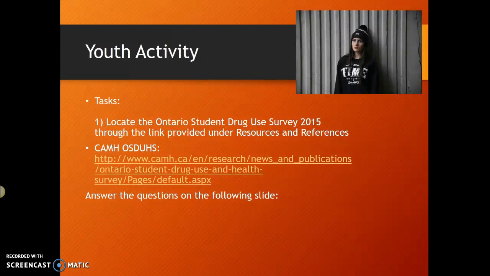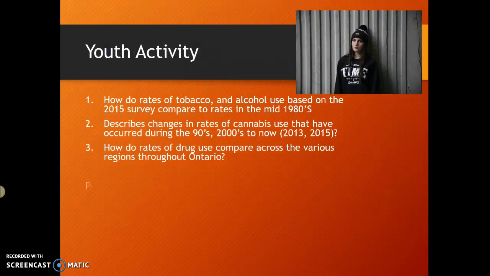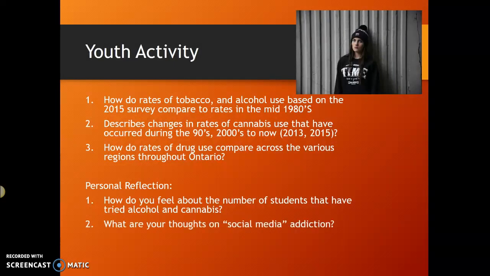All right, so the youth activity. What you first have to do is, again, pause the video, click on this link, locate the Ontario Student Drug Use and Health Survey, as is in this link, and I want you to answer the questions on the following slide. So click on the link. Here are the questions. How do rates of tobacco and alcohol use based on the 2015 survey compare to rates in the mid-1980s? Describe changes in rates of cannabis use that have occurred over the 90s, 2000s, and now, and how do rates of drug use compare across the various regions throughout Ontario? So take a moment, pause the video, find the answers to the questions, jot them down, and then come back.